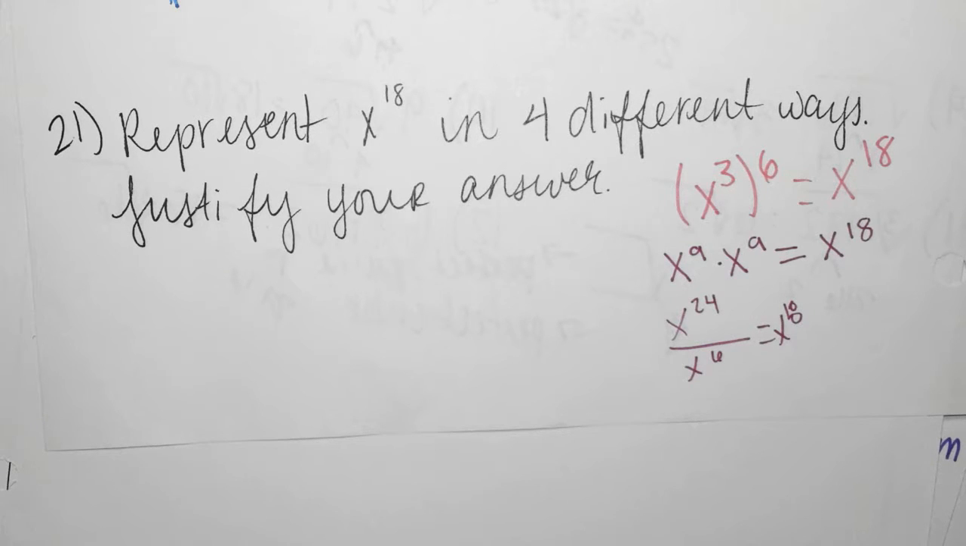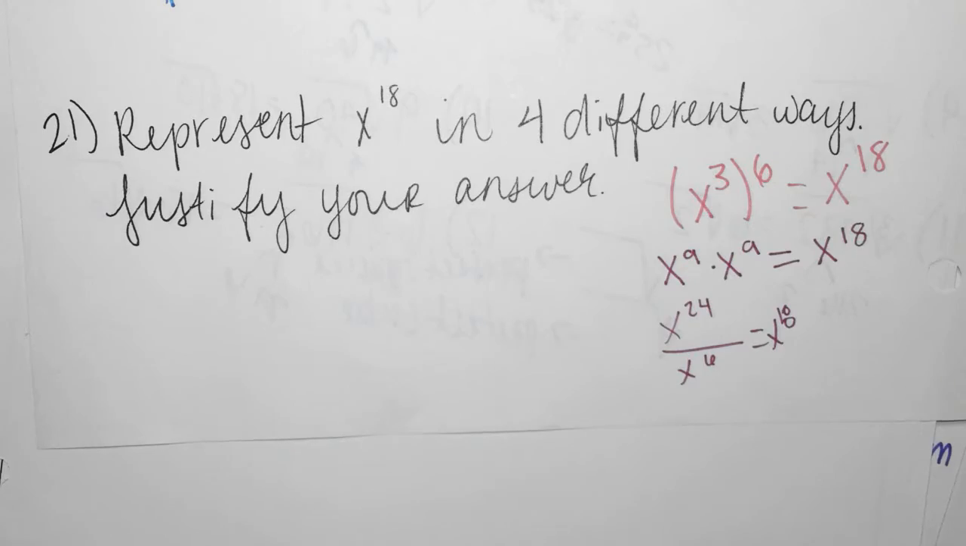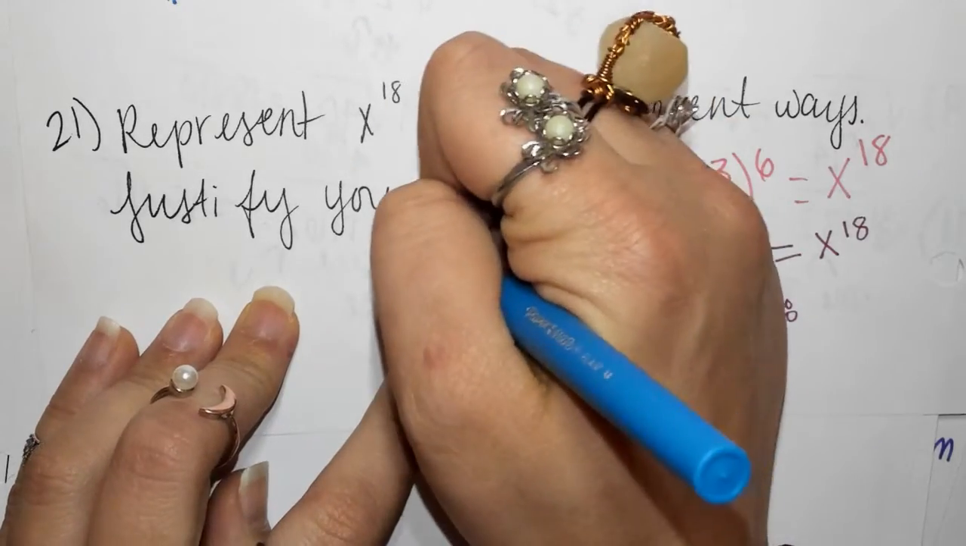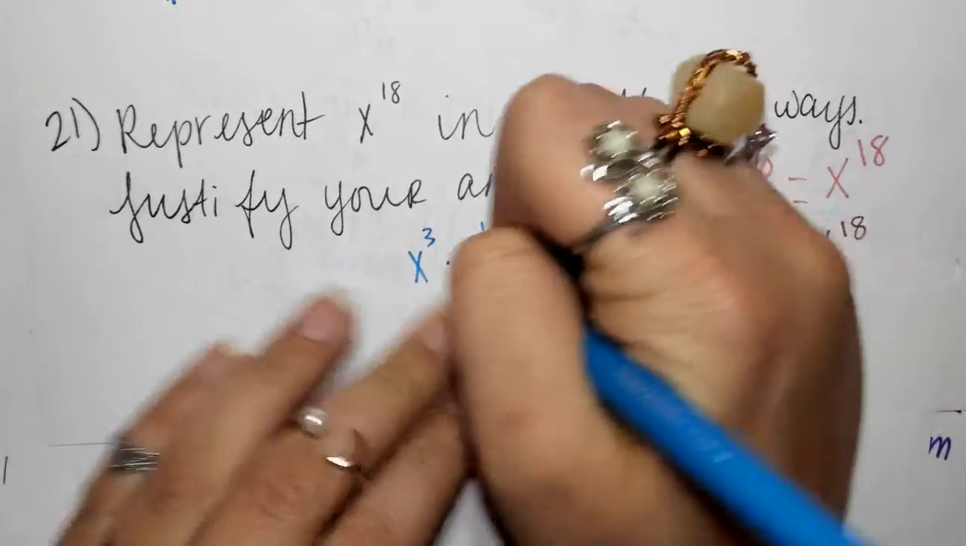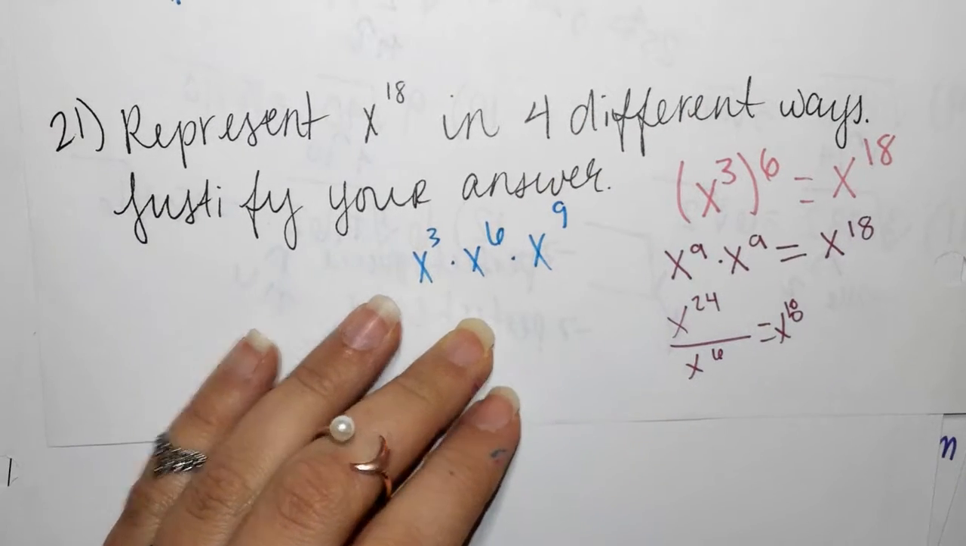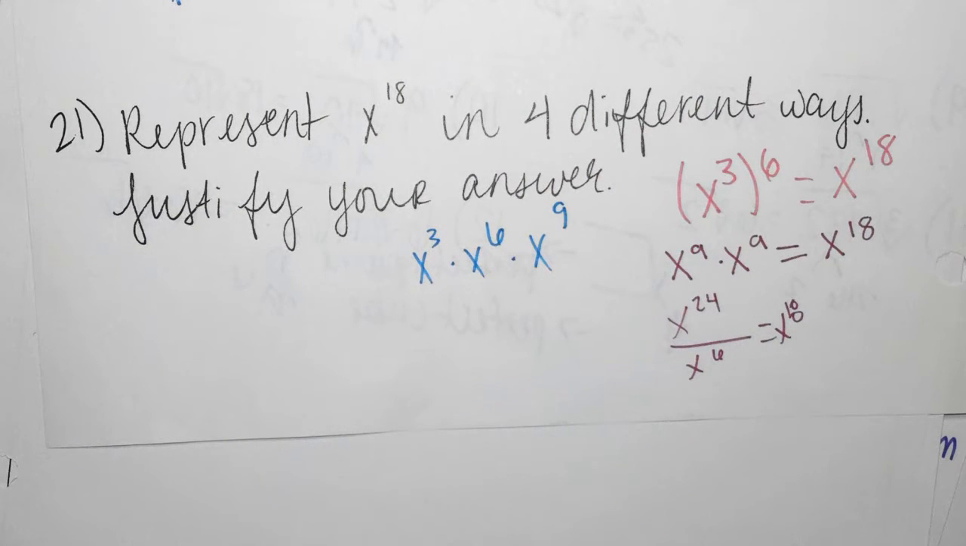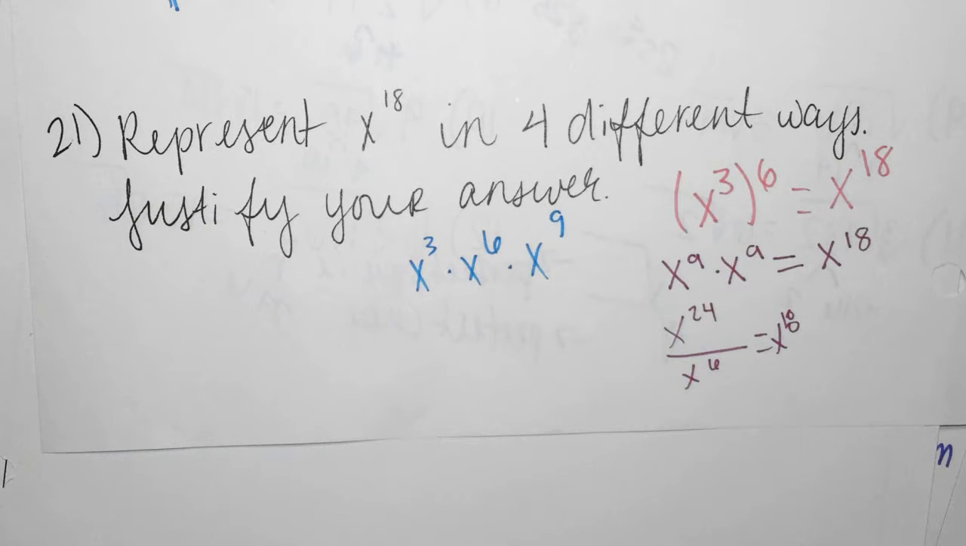I'm gonna go. I'm gonna do this. X cubed times x to the 6th, that's 9th, times x to the 9th. Boom. Alright, so you need at least 4. Total your points at the bottom. Add your points together. Your total is out of 21 for your homework last night.